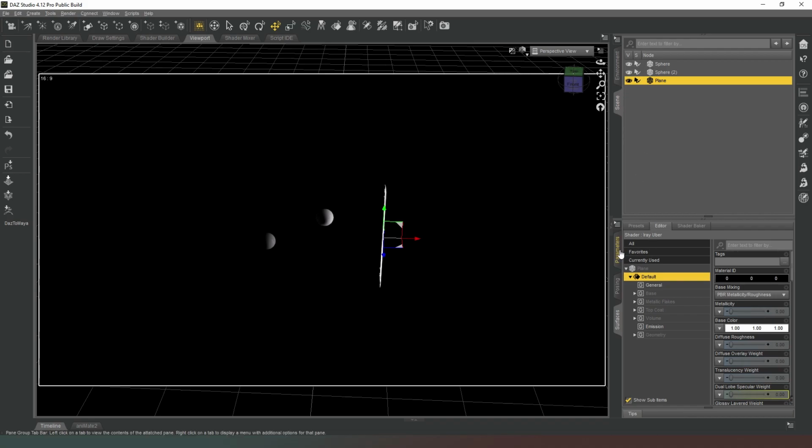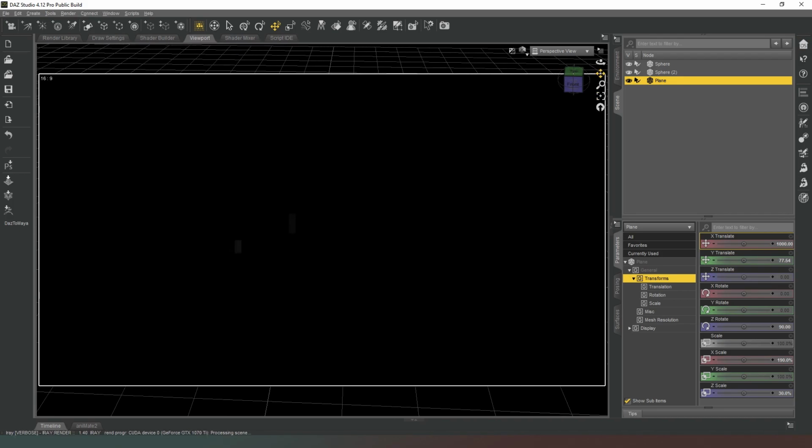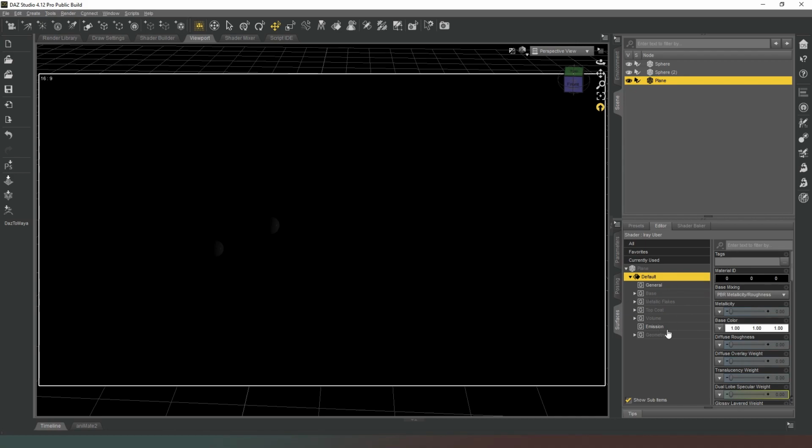So for example, I've got my plane selected and I'm now going to move it to 1000 away. Now, as you can see, the light is considerably dimmer on both objects, but the relative difference is now much smaller. This is 900 centimeters away, so that's 9 meters away, and this is 10 meters away. So now the difference is only 0.1, which is, I think you'll agree, significantly less.